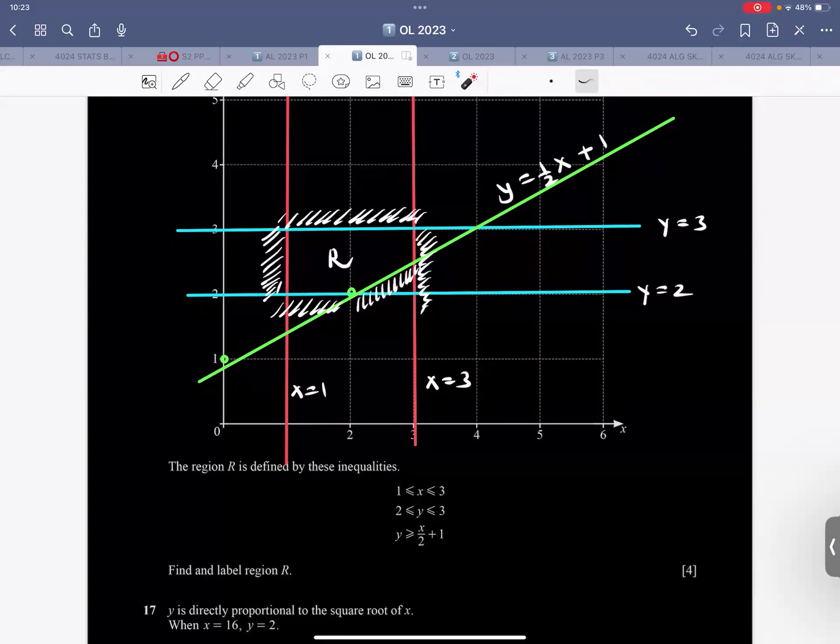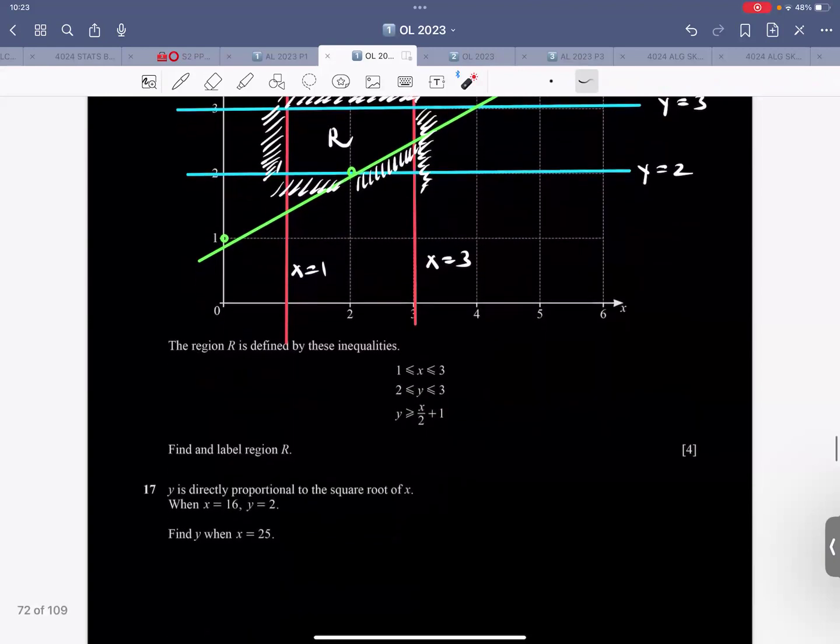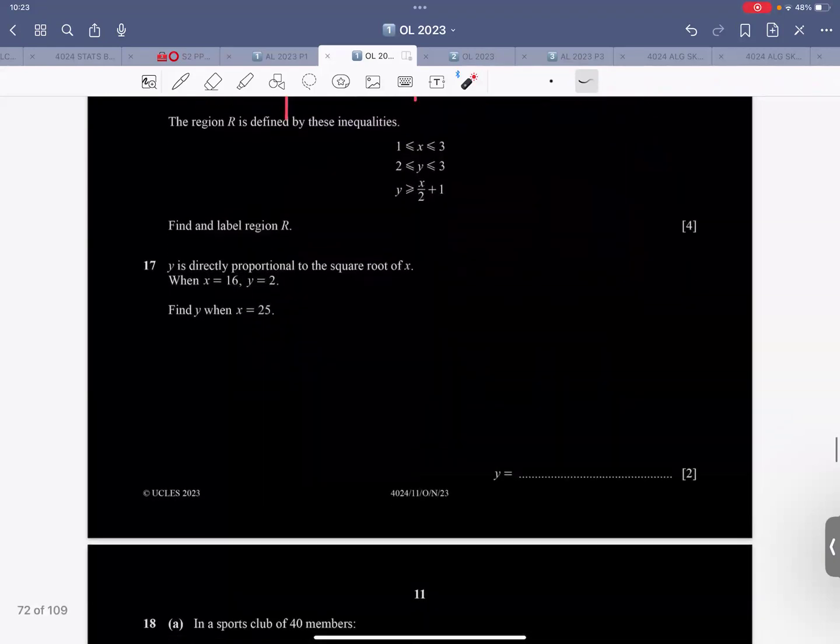So it's a nice question. They made you draw this thing. So linear inequality is done.